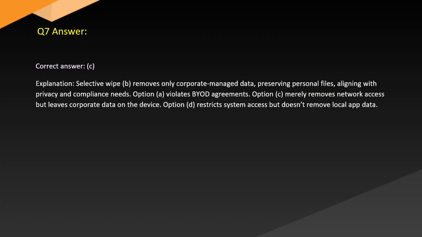Answer. Correct answer: C. Explanation. Selective wipe. B. Removes only corporate managed data, preserving personal files, aligning with privacy and compliance needs. Option A violates buyout agreements. Option C merely removes network access but leaves corporate data on the device. Option D restricts system access but doesn't remove local app data.